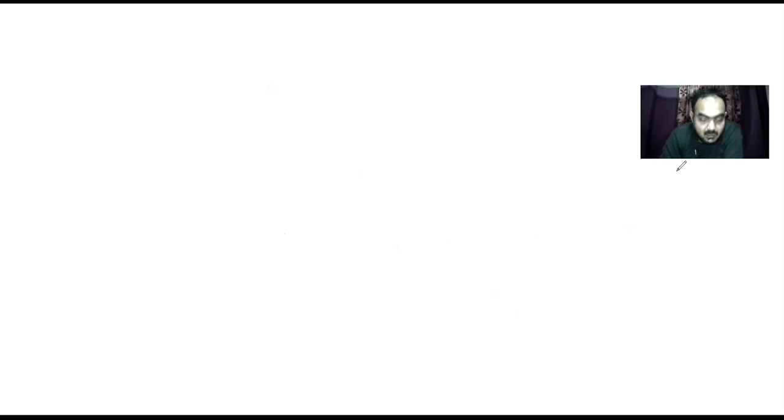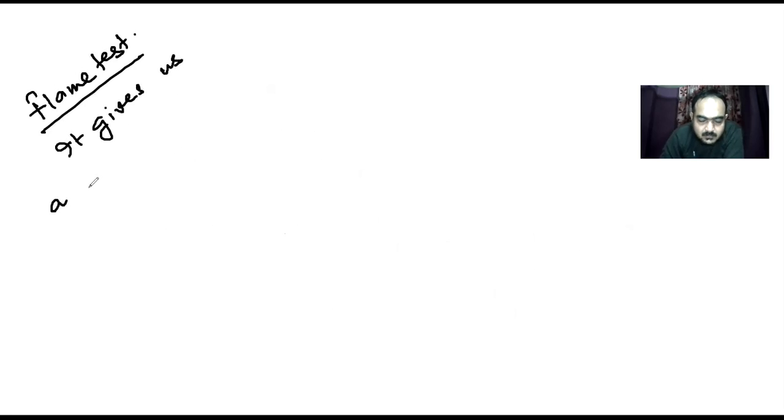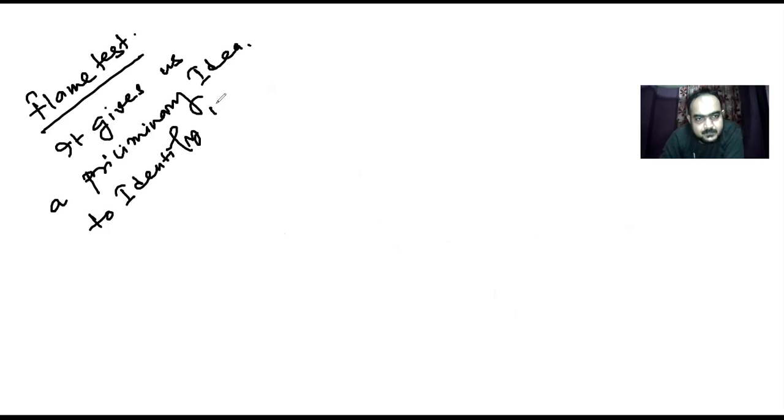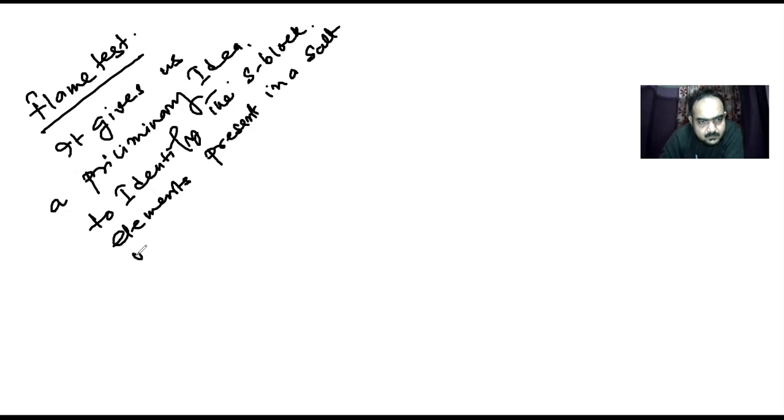Then there is your flame test. Actually, what is flame test? It gives us a preliminary idea to identify the S block elements present in a salt or not. So how to do this?